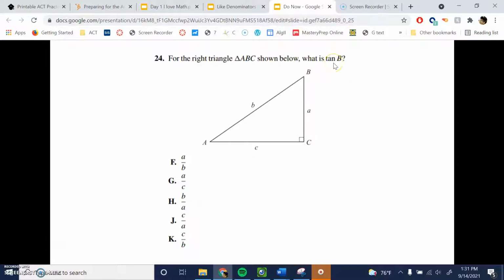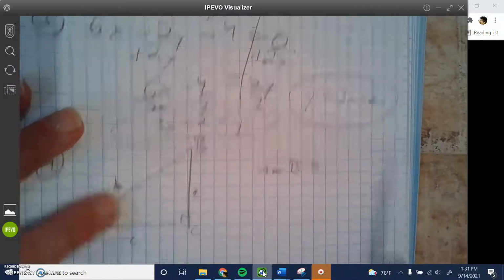Okay, this one. Tangent of B is what? Go. All right, let's see.